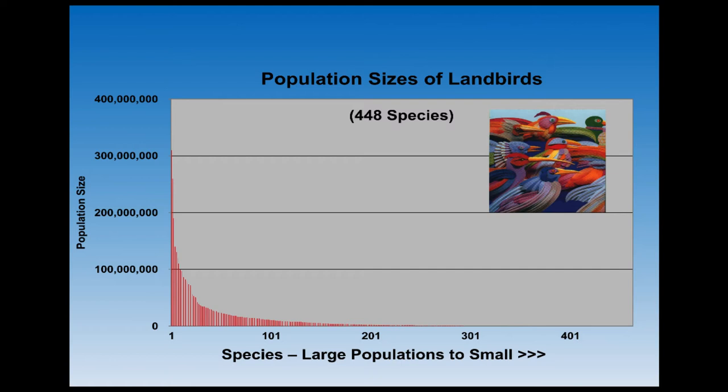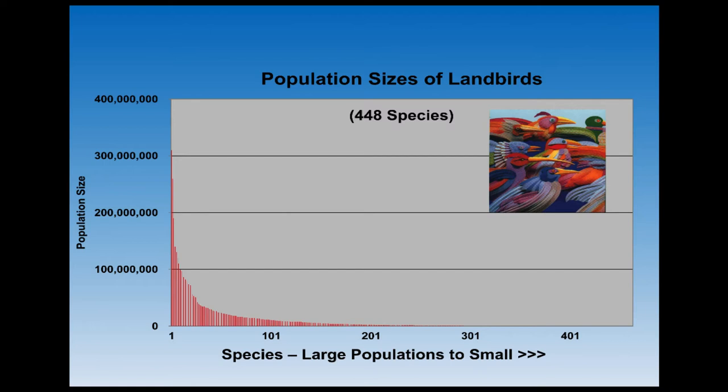And then if you just graph the population sizes of 448 species of land birds, you've got one, I'll show you which one it is right here, 310 million. And then 260 million. These are individual species. The point is, like a lot of things in nature, there are a few that are very, very numerous, a whole bunch that are in the middle, and then a whole bunch of species out here that don't even show. Their populations are so small they don't show up compared to these very numerous species. So this is pretty much a normal distribution, like trees in the forest or anything else you might expect in nature. Nothing unusual.